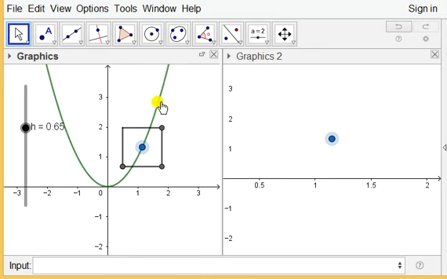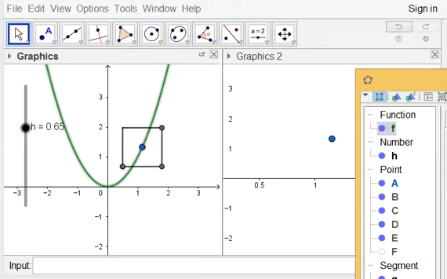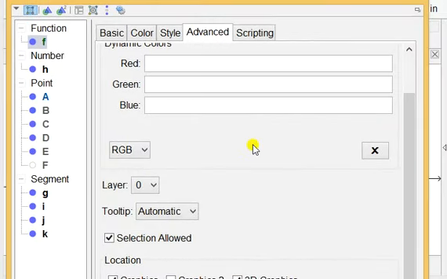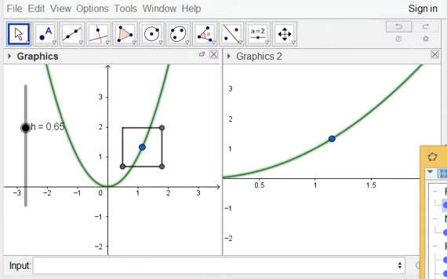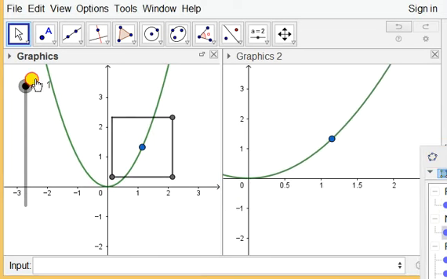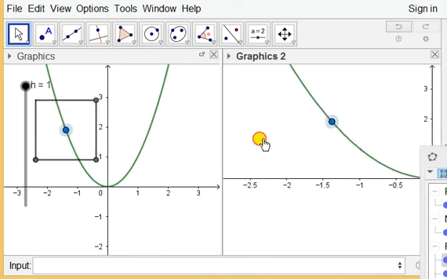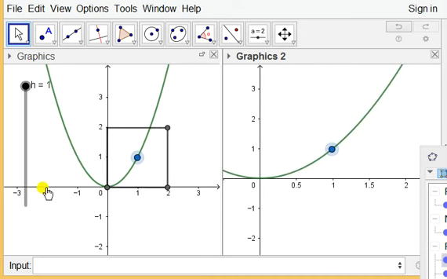And of course, we want to show this graph on both sides. So after you select that function and go to advanced, at the bottom you just choose graphics and graphics 2 together, then your graph shows on both, okay? So you can see it's changing, okay? So I think that is good enough for the hint of that Zoom project.